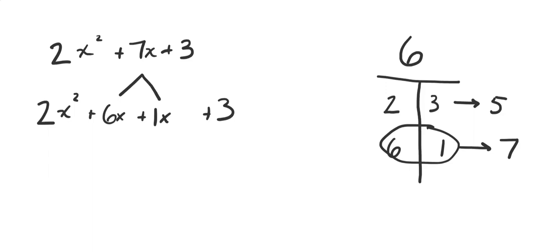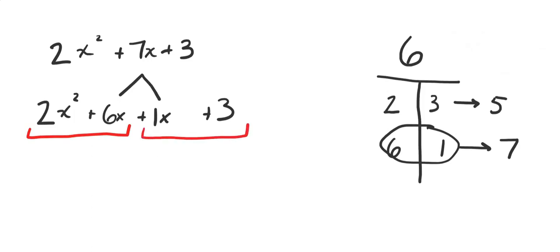We're just breaking apart that middle term, okay? So let's see what we have now. We have 2x squared plus 6x plus 1x plus 3. Okay, so what we can do now is called factoring by grouping. Really easy. When we factor by grouping, think about finding a GCF between the two pairs.